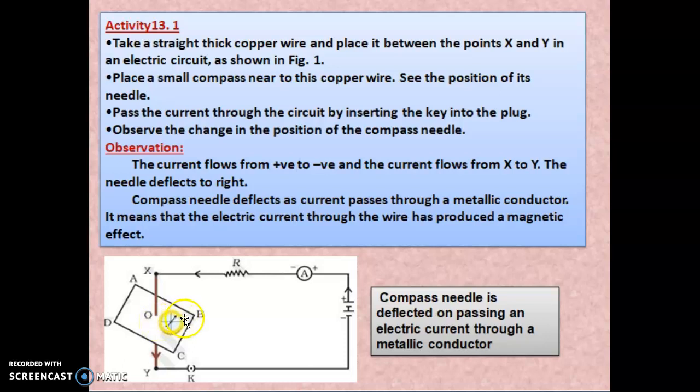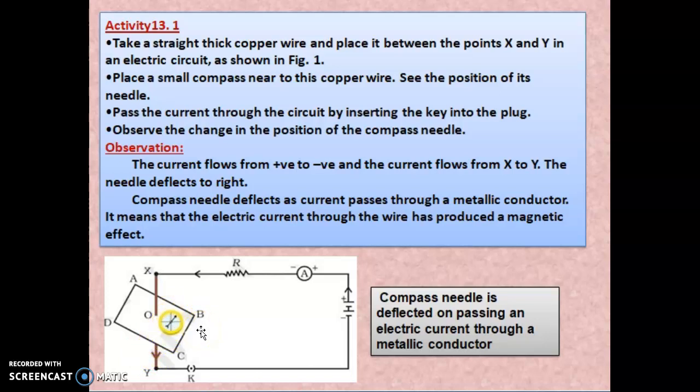Place a compass needle near the copper wire and see the position of its deflection. Now pass the current by inserting the key into the plug. The observation you have to find is the change in the position of the compass needle. You can see that the current is flowing from positive to negative, from X to Y, and the needle is deflected to the right side.